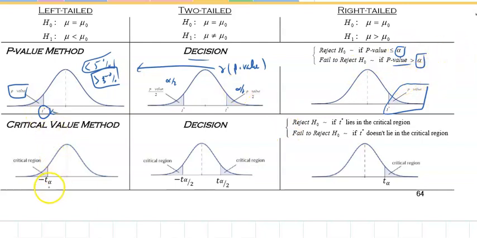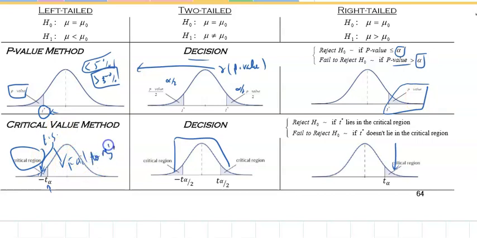With the test statistic, we figure out the rejection region and see if the test statistic falls in there. That's the critical value method. If it falls in the rejection region, we reject the null hypothesis. If it doesn't, we fail to reject. Same thing here, and same thing here. That's how this works. Here we fail to reject, always the null hypothesis. And here we reject. And the same deal with the other ones.